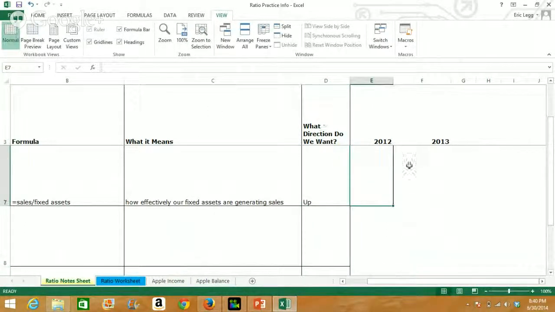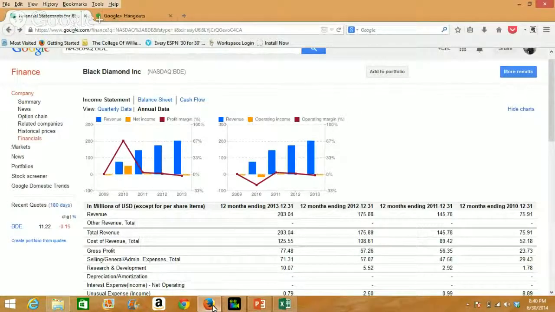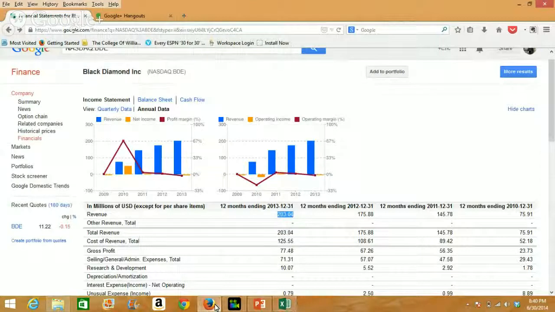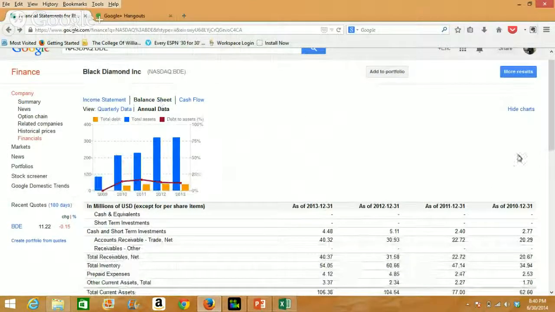Okay, so let's look at our friend Black Diamond, 2013. Sales, a flow statement over a period of time, so income, and remember I told you it's also revenue, 203.04 divided by fixed assets. Okay, fixed assets you put in your pocket at any given point in time. Stock statement on the balance sheet.